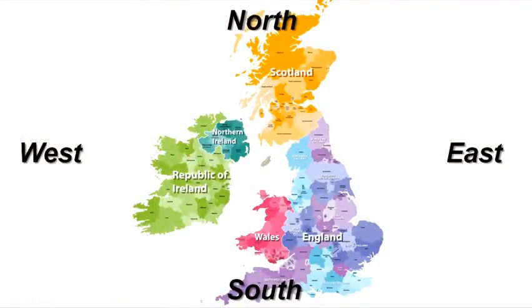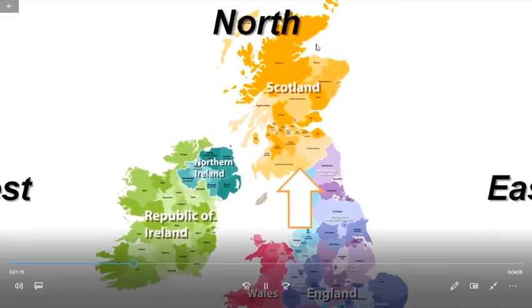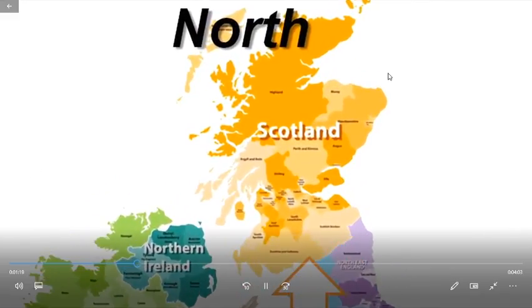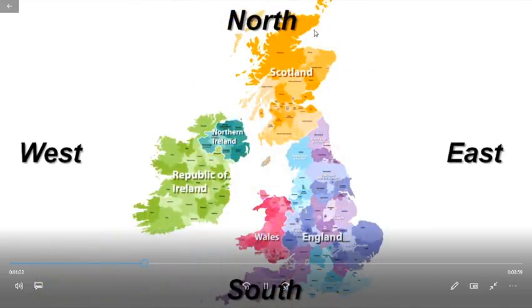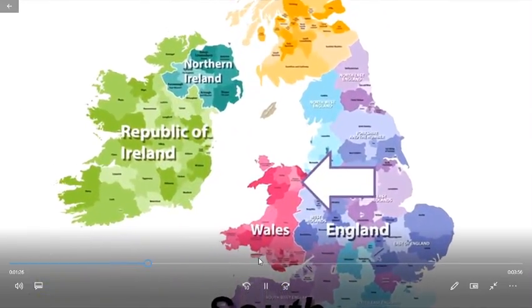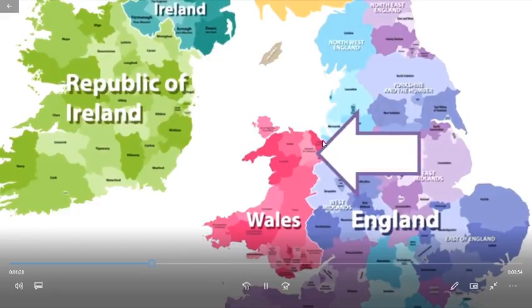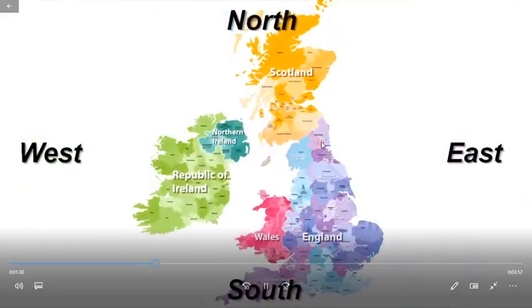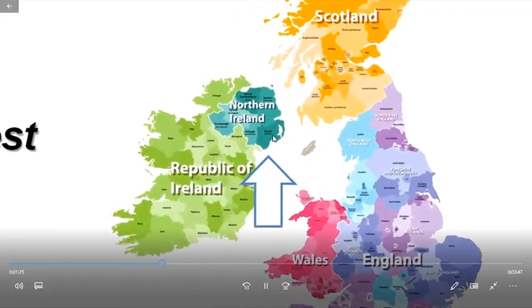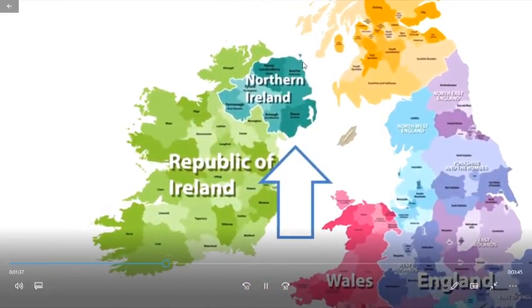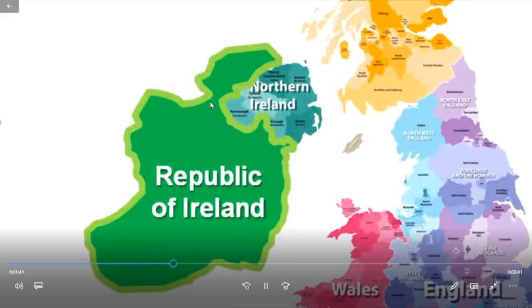To the north of England is Scotland. To the west is Wales. And Northern Ireland is in the north of Ireland. Note that Northern Ireland is a part of the UK, but the rest of the island is the Republic of Ireland, which is a separate country from the UK.